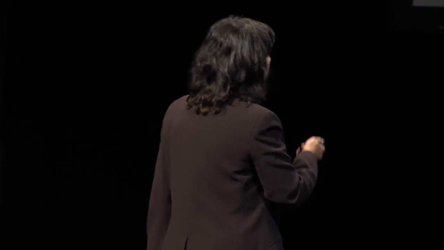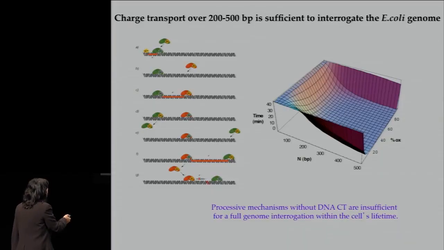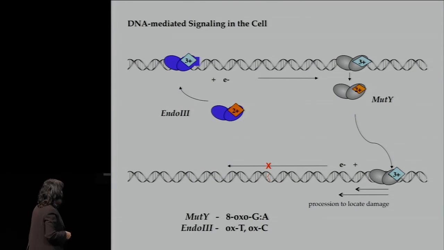If you just do simple calculations, there isn't enough time for these proteins to scan the genome of an E. coli cell just by looping or sliding, in the best, most charitable case. But if you now have electron transfer events over on the order of a few hundred base pairs, which we were able to see electrochemically, you rapidly increase the efficiency, you decrease the time that you need to do this search. Okay, but we also wanted to look and see whether or not this occurs within a cell.